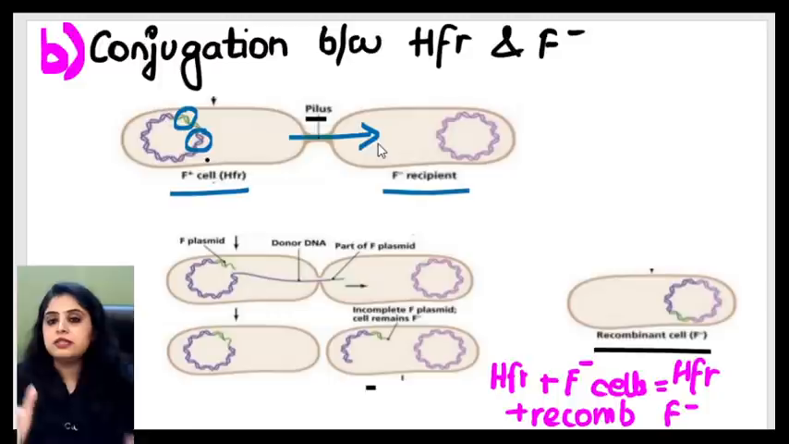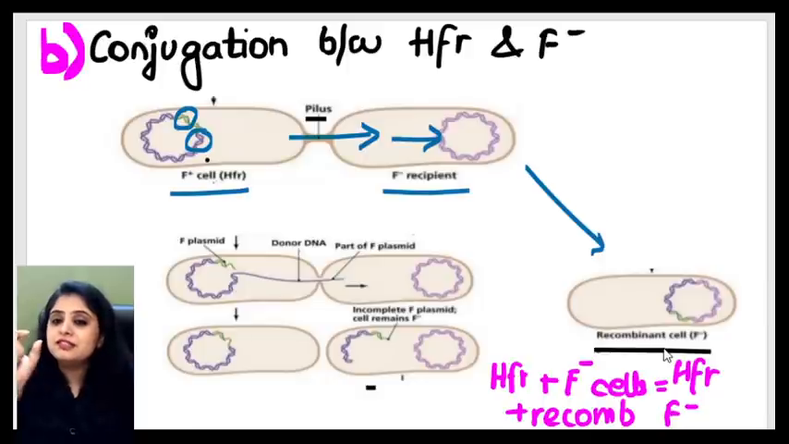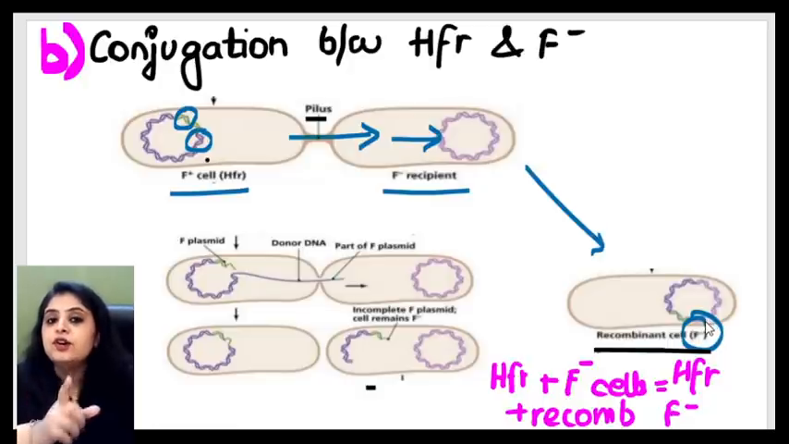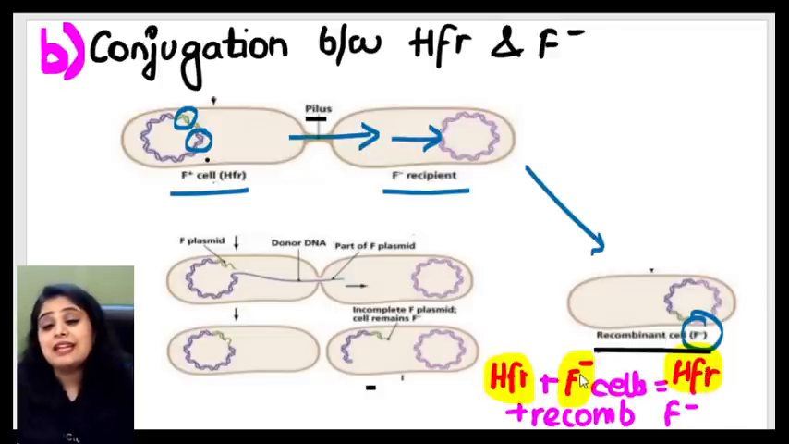All those parts go and combine with this recipient's DNA. So the recipient's DNA definitely becomes recombinant. But since only a part is going, the fertility factor is not completely gone, so it still remains F negative. So what is your formula now? When a high frequency recombinant and an F negative cell conjugate, the high frequency recombinant cell remains the same. That F negative cell also remains the same, only recombinant F negative is formed.